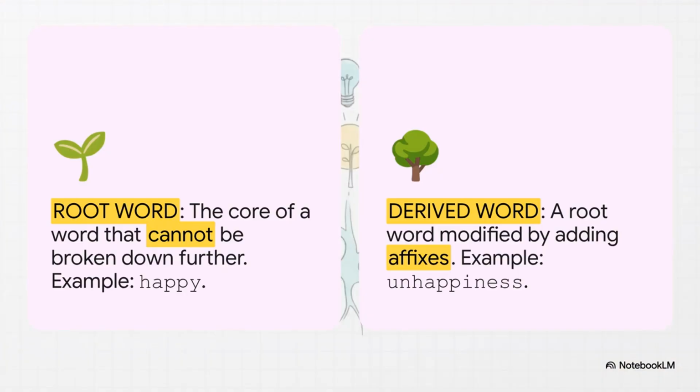So to analyze any word, the first thing you have to do is separate the root from the derived word. The root, happy, is the core. It can't be broken down anymore. The derived word, unhappiness, is that core plus all of its layers. You can literally see the building blocks right there. The prefix un, the root happy, and the suffix ness.